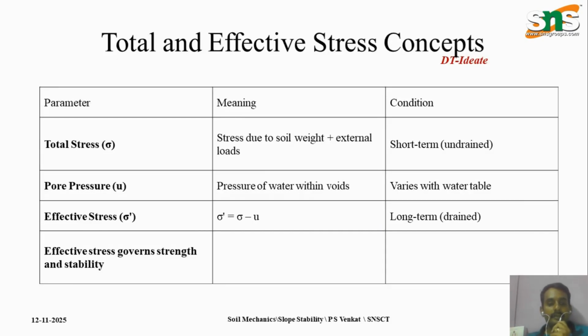The next stage is ideate. In the ideate stage, we generate multiple solutions. In slope engineering, this means exploring different methods like total stress analysis, effective stress analysis, stability charts, and numerical tools to find the most practical and safe design.